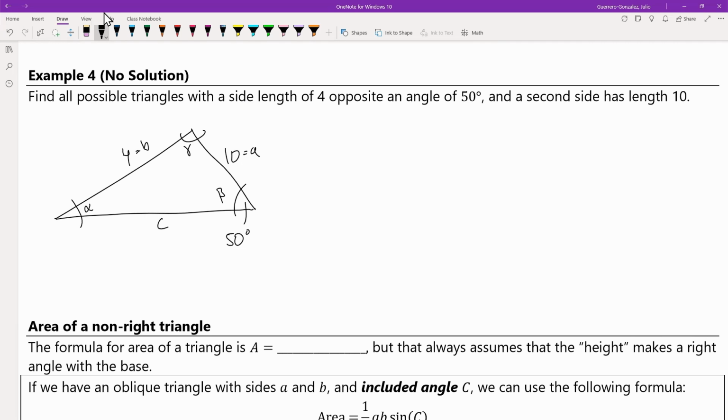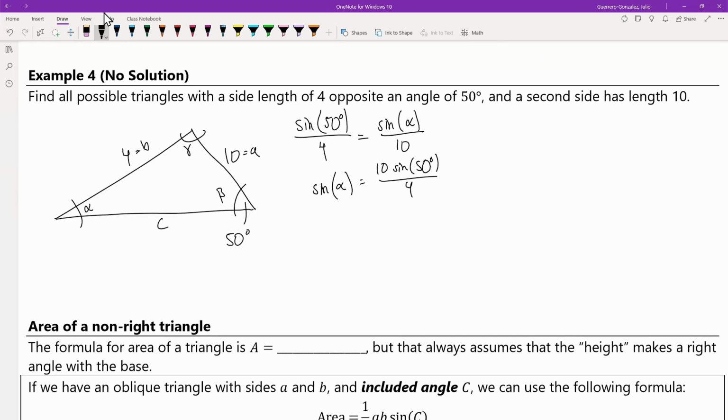We have beta and B. So sine of 50 degrees over 4 is equal to, at this point, let's take the sine of alpha and A because that's at least the one that's missing one thing, right? So then that's going to be equal to sine of alpha divided by 10. So I have this. Sine of alpha is equal to 10 sine of 50 degrees all over 4.